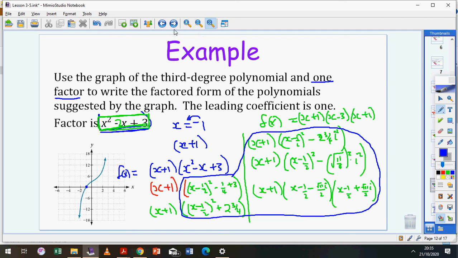So that's one way you could use this graph of the third degree polynomial, and the factor given, to factorize, to write the factored form of the polynomial. If you want to simplify this, you can go ahead. This would be 2x minus 1, and I know you might not be interested, but you can go ahead and simplify this if you want to.